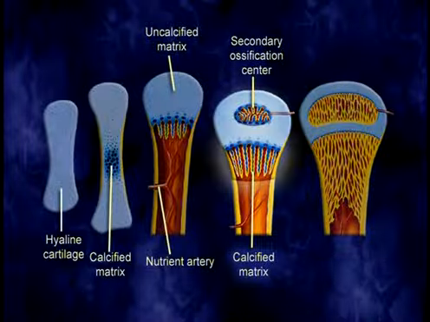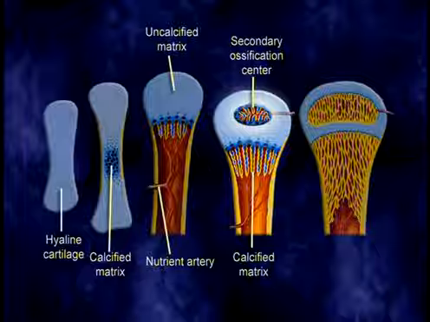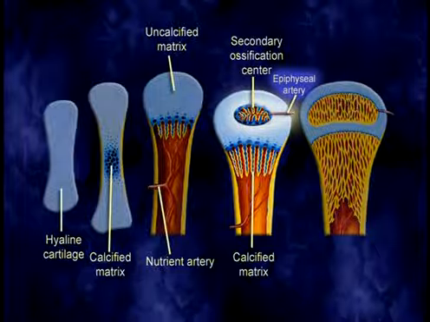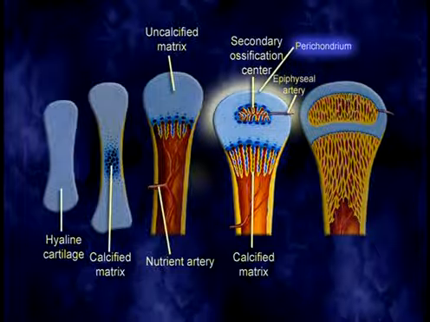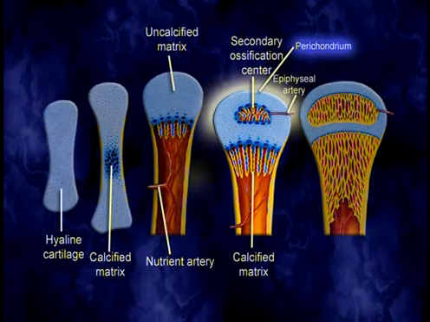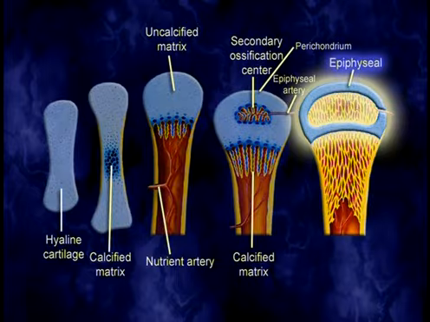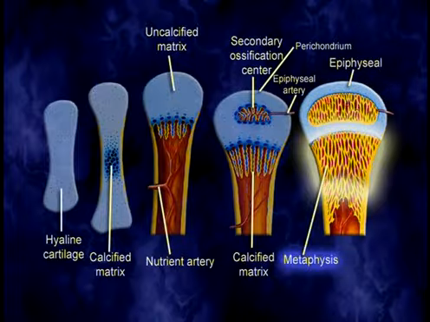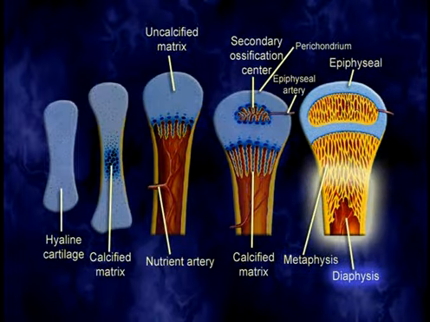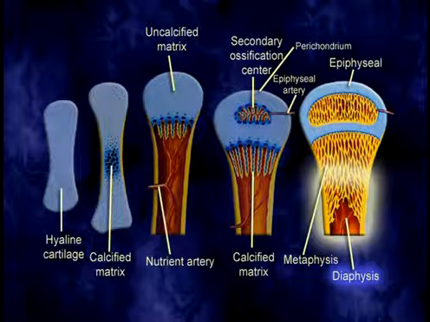A secondary one forms, fed by this epiphyseal artery. We start getting perichondrium, just like we have periosteum, the lining that's going to nourish this. And eventually, we get a real distinction between the epiphyseal area of the bone, the metaphysis here, and then the diaphysis, or the long shaft of the bone. The other bones all have variations of this pattern.